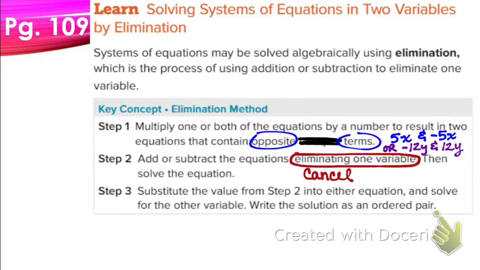Once we make a variable cancel out, we're only going to have one variable left, just x or just y, and then we will solve for that remaining variable. We're going to take the answer, plug it into one of our 2 original equations to find the other piece of our solution. All right, let's go look at example number 4.